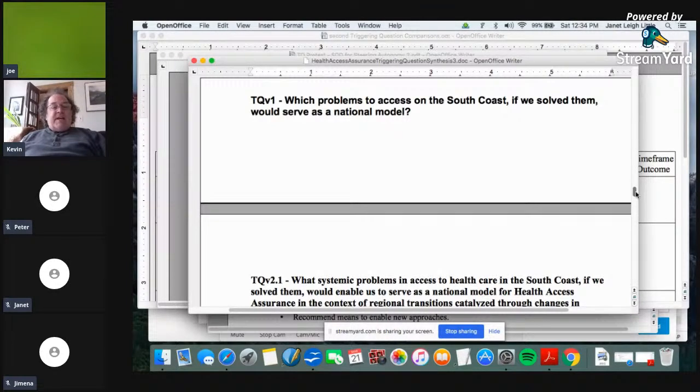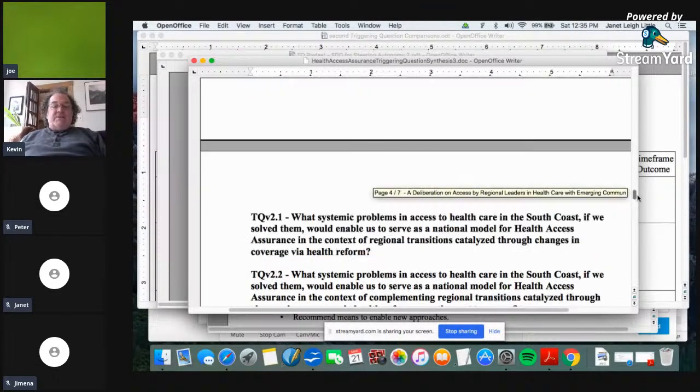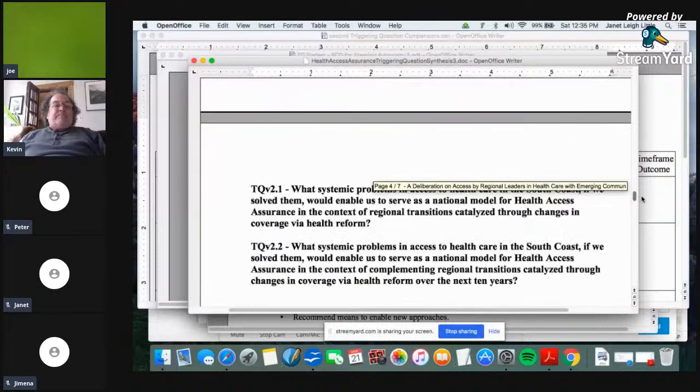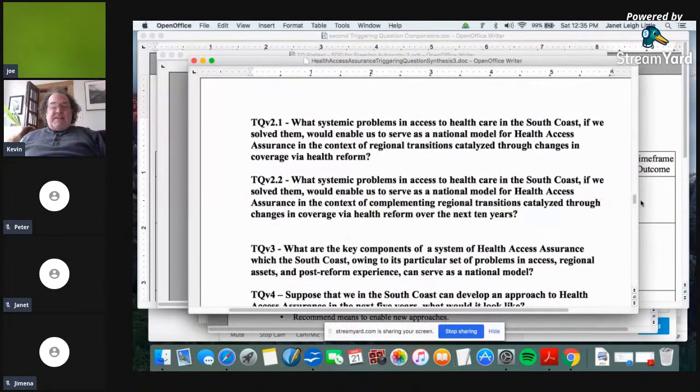Now we're doing things like, we need to solve the climate change model, and 1,500 scientists sign on, and that becomes the basis of legitimacy for making a declaration across all the countries. So this evolved to what systemic problems in access to healthcare in the South Coast, if we solve them, would enable us to serve as a national model for health access assurance in the context of regional transitions catalyzed through changes in coverage via health reform.